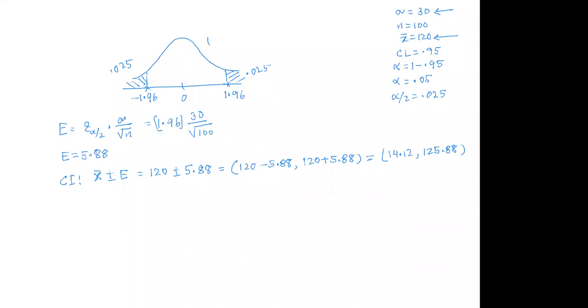So 114, I am missing a 1 here, 114.12. So according to your calculation with 95% confidence level, the average number of text messages young adults receive falls between 114.12 and 125.88. And that's how you'd interpret it.